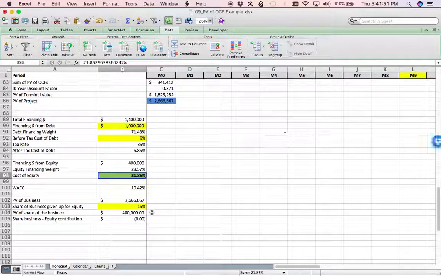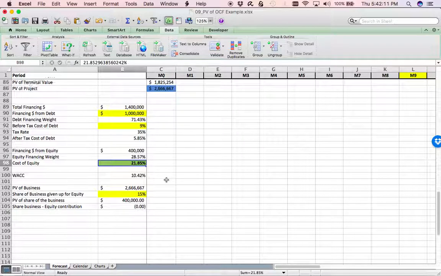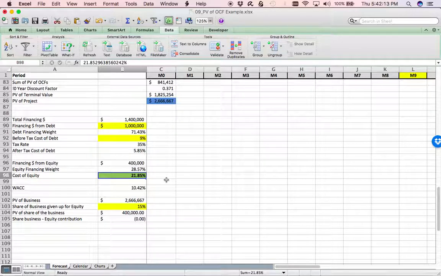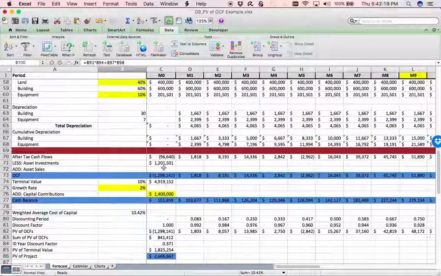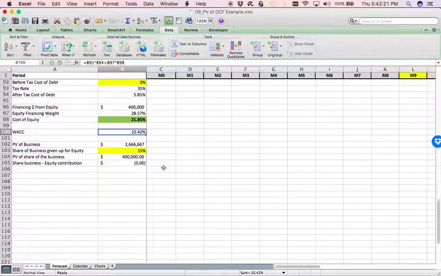Okay. So if I give up a 15% share of the company in return for $400,000, then based on my calculations, that would imply about a 22% return on equity to the investor, a 22% cost of equity to me. That seems a lot more reasonable. It also implies a weighted average cost of capital of 10.42%, which is kind of in line with where I think I hoped I would be.